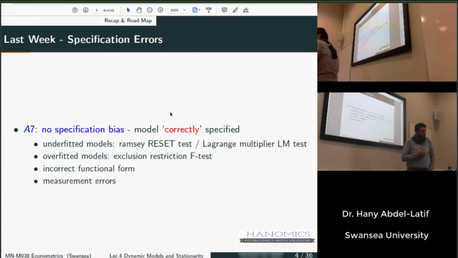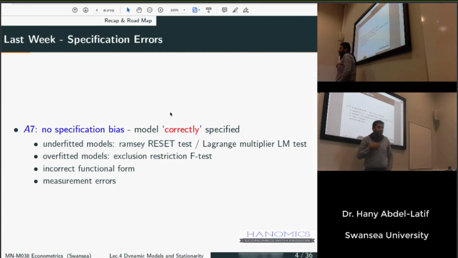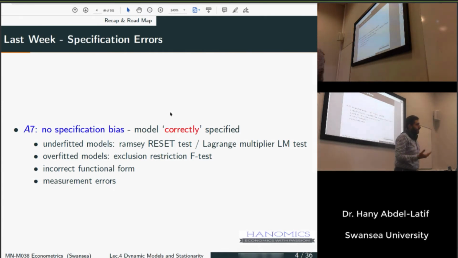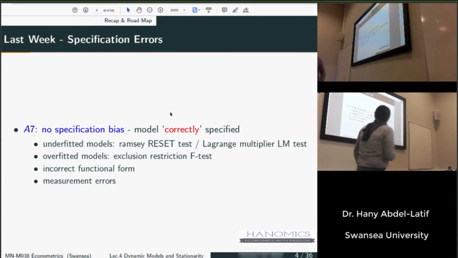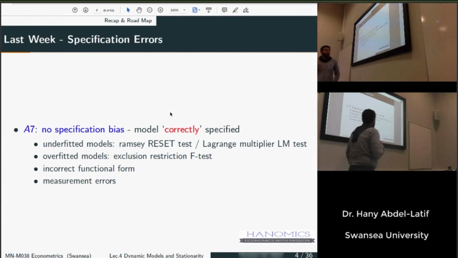When we talk about specification errors, again, the assumption number 7, A7, that we made, is that the model is correctly specified. And when we talk about the specification of the model, we talk about many things, but before we jump into explaining what that is, we explained that there is no such perfect model. So you always need to compare different specifications and see which one seems the best or the correct one, but there's no perfect model anyway.